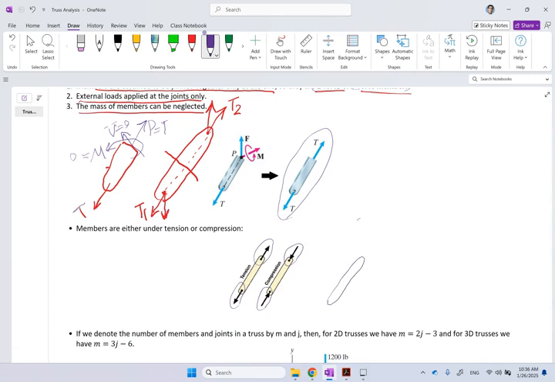And there are some scenarios where the member has no force on it. So the member has no force, tension, or compression. That is that video I called 0-force member. So that member is not carrying any load. Then you might say, why is it there? I recommend you watch that video to see why we should add a member that does not carry any load. But in general, truss members are under tension or compression.